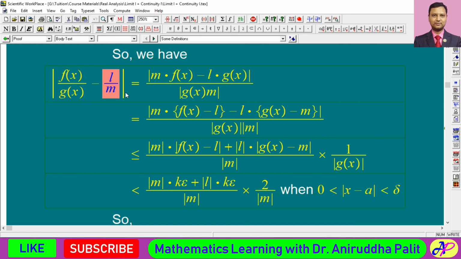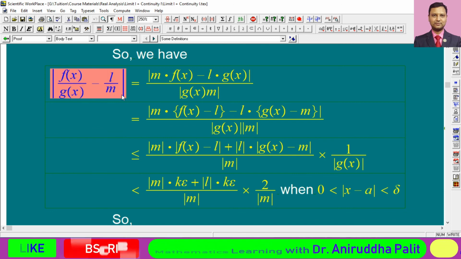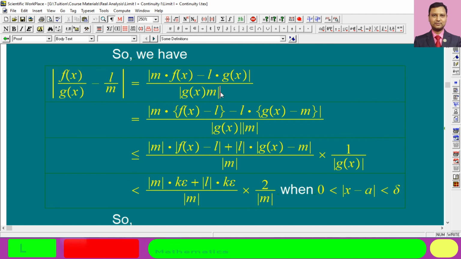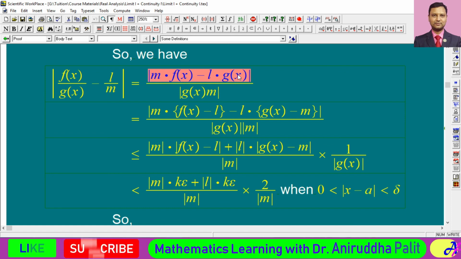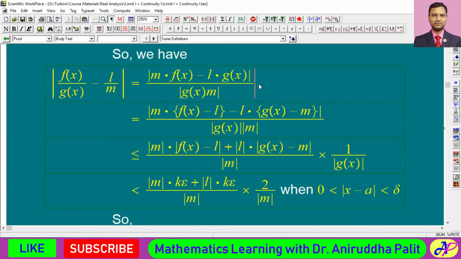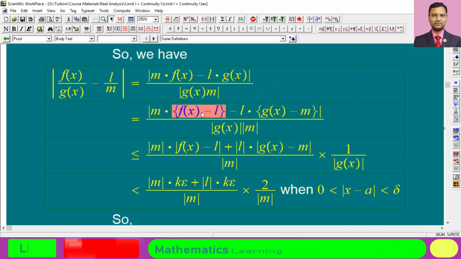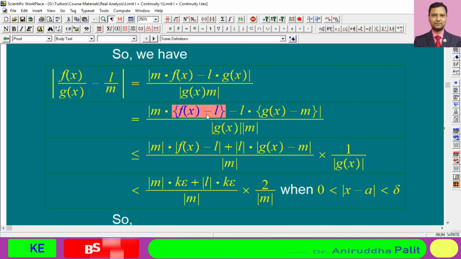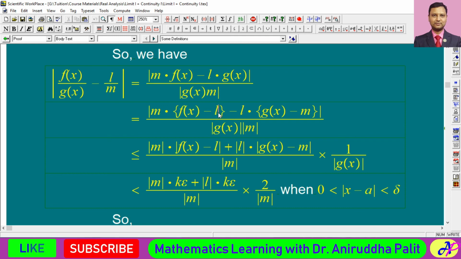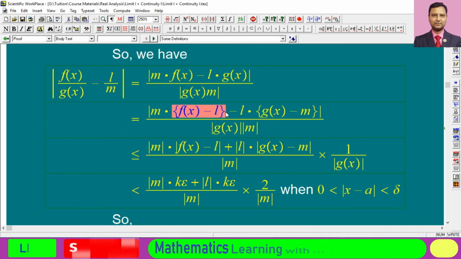So we start with the difference of the function minus its limit, and its modulus, and this can be written after taking the LCM, modulus of g(x) into M. This can be written as modulus of M into f(x) minus L into g(x), and we now adjust them by writing f(x) minus L. We need to keep in mind that L should be written with f(x) because f(x) is converging to L, therefore this quantity is less than epsilon.